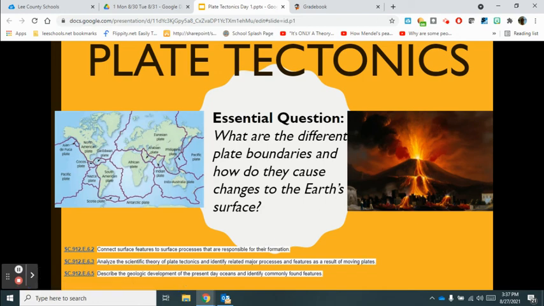Plate tectonics. Essential question: What are the different plate boundaries and how do they cause changes to the Earth's surface? Go ahead and write that on your paper where it says essential question. We're covering 3 standards here.